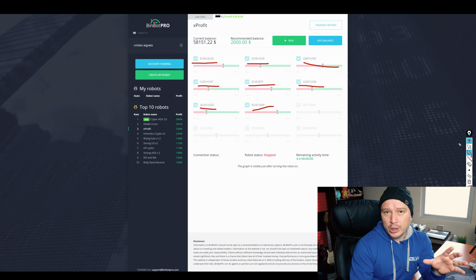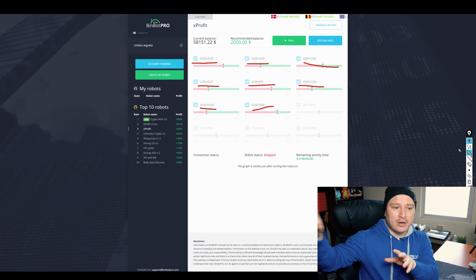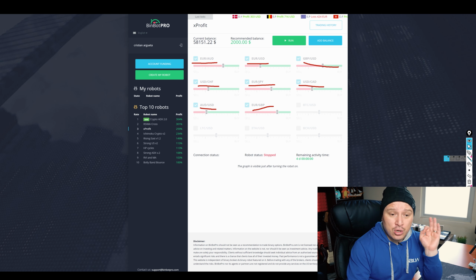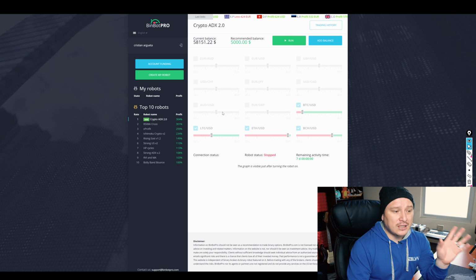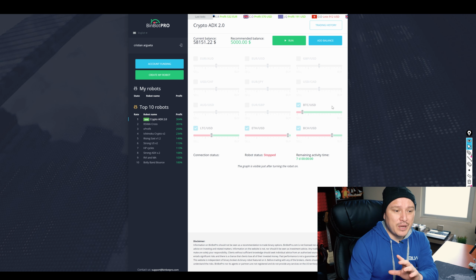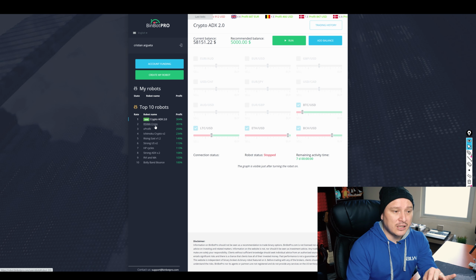It's not going to be trading with different pairs or crypto or anything. For your reference, to realize what pairs you're going to be trading with, you can select the robot, and in this area you will be able to see it. So as you can see, it's Bitcoin USD, Bitcoin Cash USD, Ethereum USD, and Litecoin USD. This is what this robot actually uses.